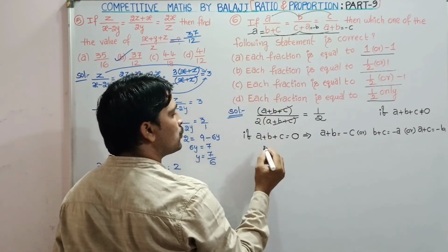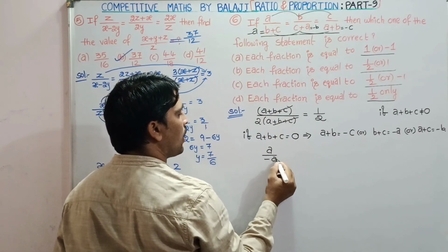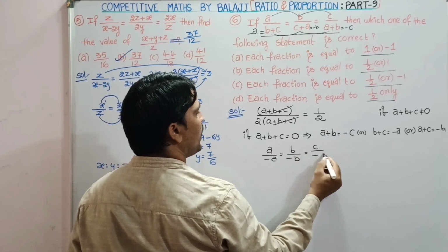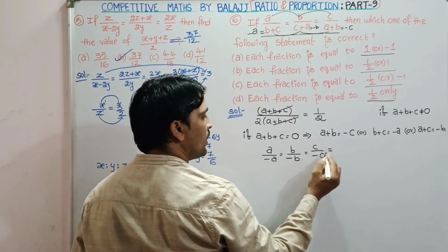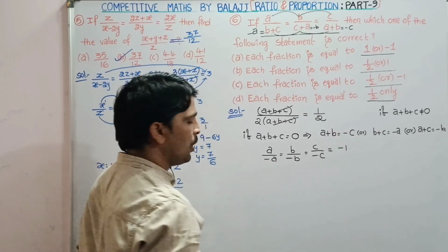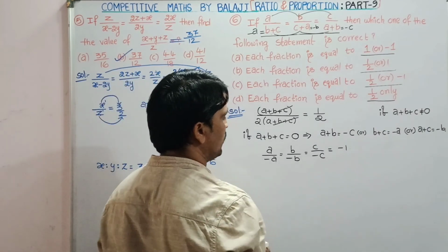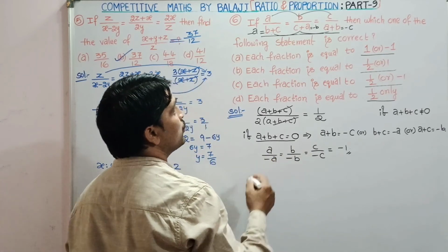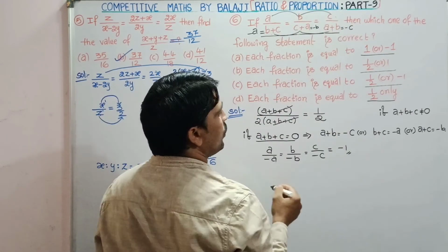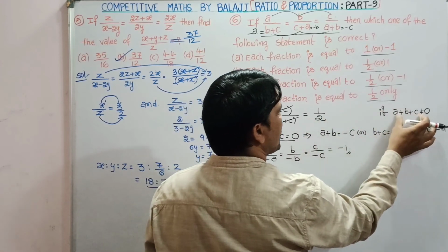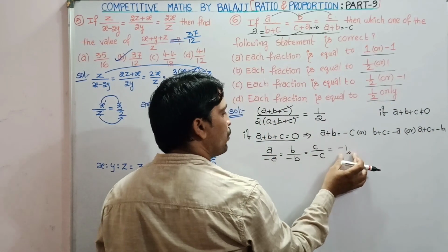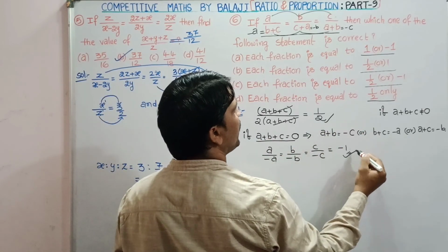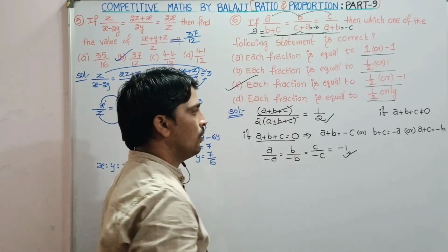Each fraction is reduced to a by minus a equal to b by minus b equal to c by minus c. All these values become minus 1. A by minus a is nothing but minus 1, b by minus b is minus 1. So it is possible if a plus b plus c equals 0. So each fraction value is equal to either 1 by 2 if a plus b plus c is not equal to 0, or minus 1 if a plus b plus c equals 0. So the possible answers are 1 by 2 and minus 1. So the option is C. Okay.